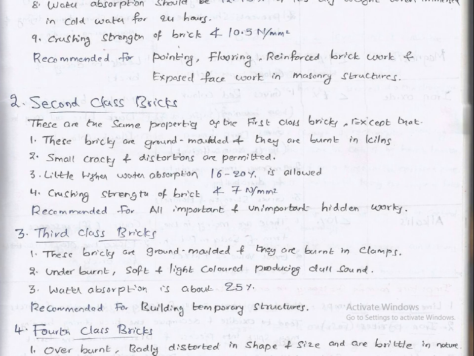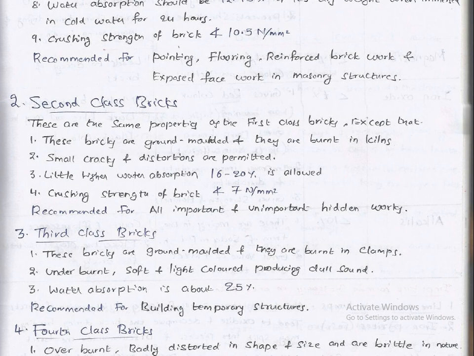Second comes the second class brick. These have the same properties as first class, except that these bricks are ground molded and they are burnt in kilns. Small cracks and distortion are permitted. Water absorption is a little higher, 16 to 20%. There we had 12 to 15%, here 16 to 20% is allowed. Crushing strength of the brick is 7 Newton per mm square, recommended for all important and unimportant hidden works.